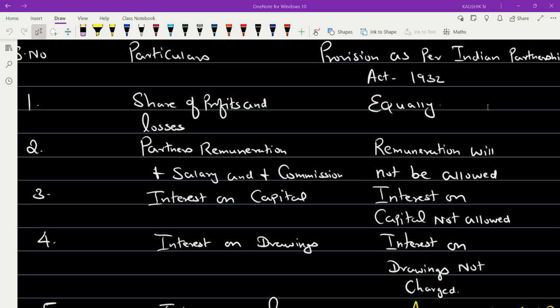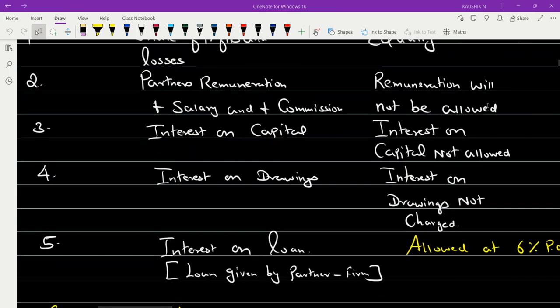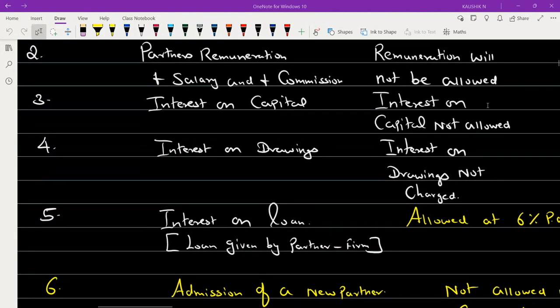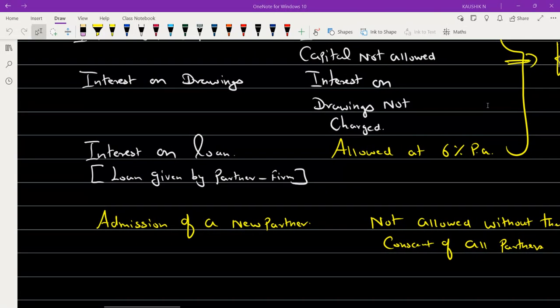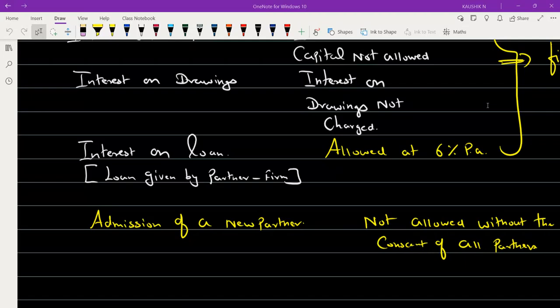Next comes the interest on drawings. Interest on drawings also will not be charged if it is not mentioned in the partnership deed, or the deed is available but silent regarding interest on drawings, it is not charged. Regarding interest on loan, the loan here refers to the one which is given by the partner to the firm. If a partner has provided a loan to the firm, then interest will be calculated on such loan value.